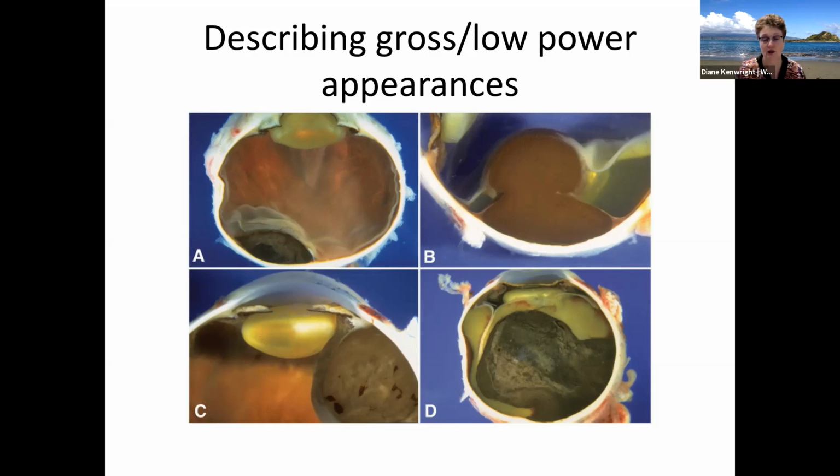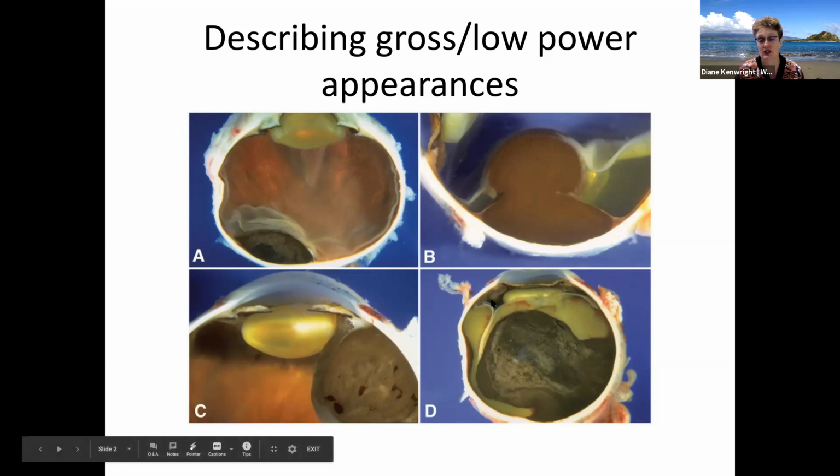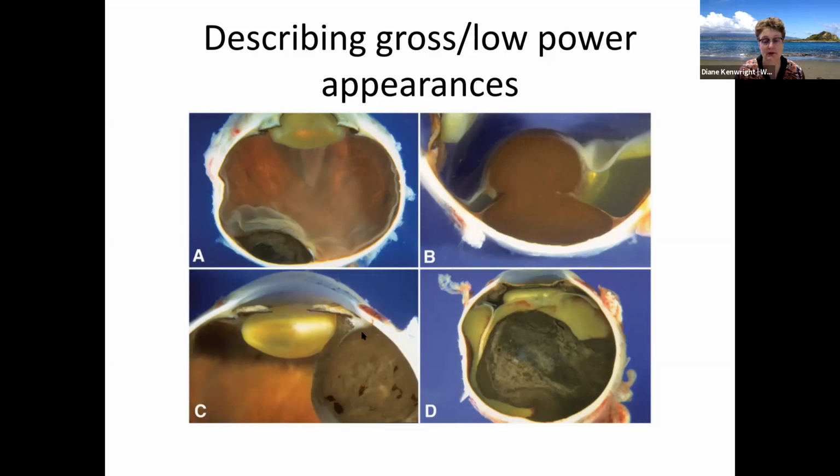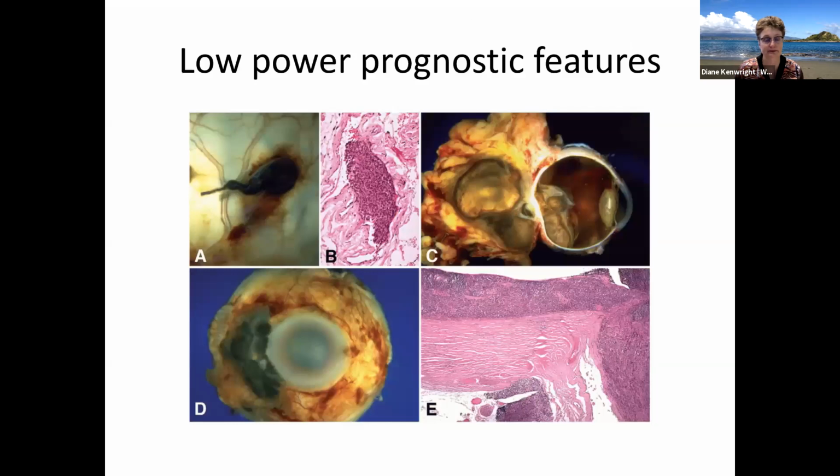It's exactly the same with uveal melanoma. So don't be put off by the fact that it's something special: mushroom shaped, dome shaped, large mass occupying most of the vitreous with extensive retinal detachment. Impinging on the ciliary body, that's an important prognostic factor. Extending through the sclera. So use your general skills when describing the low power appearances of a melanoma.